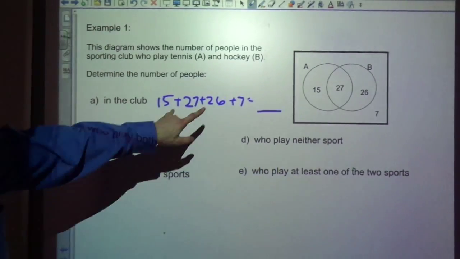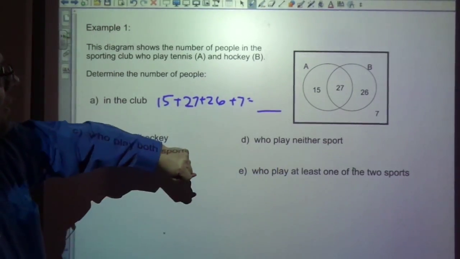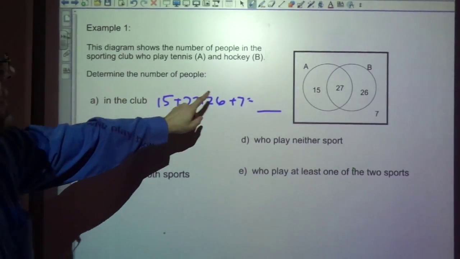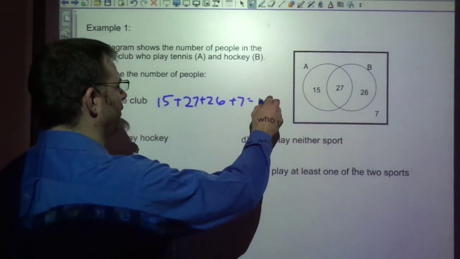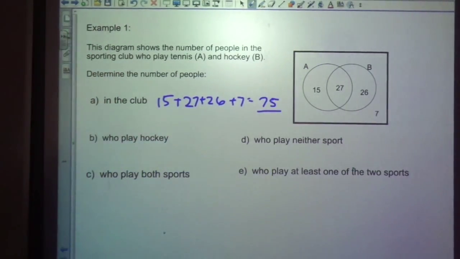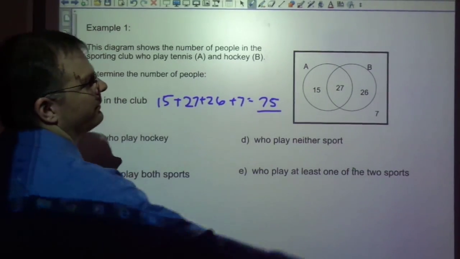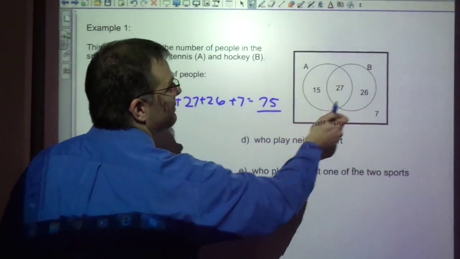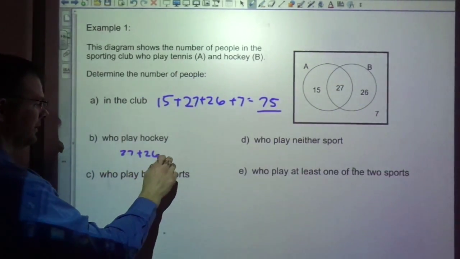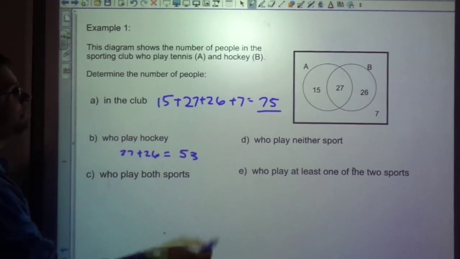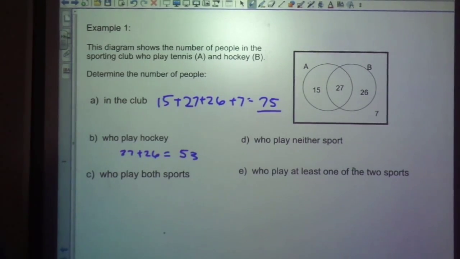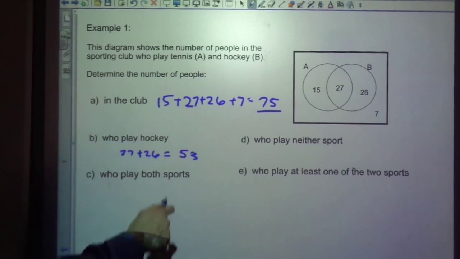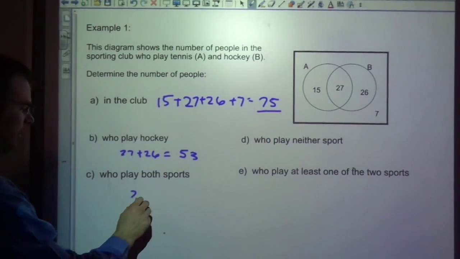Oh boy, what is it? 52 plus, 53 plus 6 is 60, that's 75. So we have 75 people total that are in the club. Okay, how many people play hockey? Well, we've got the people that play hockey and tennis, plus the people that play hockey but don't play tennis. So that is 53 people. How many people play both sports? Well, that's easy. That's 27 right here.